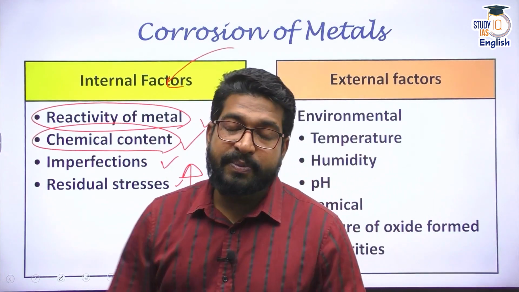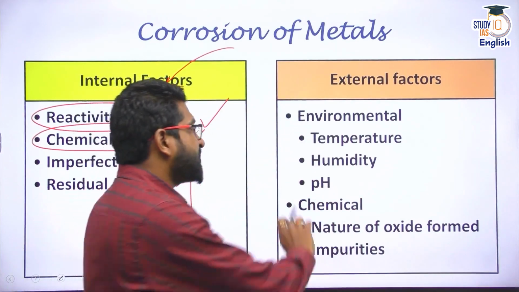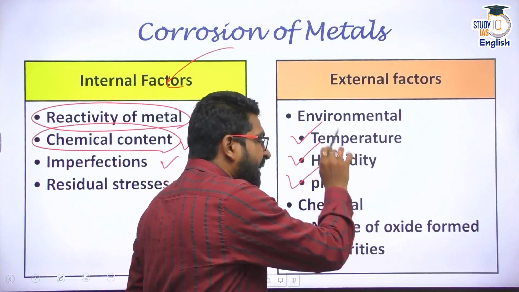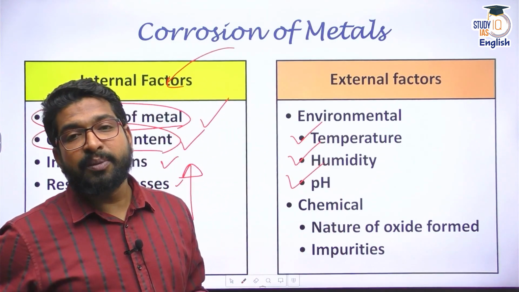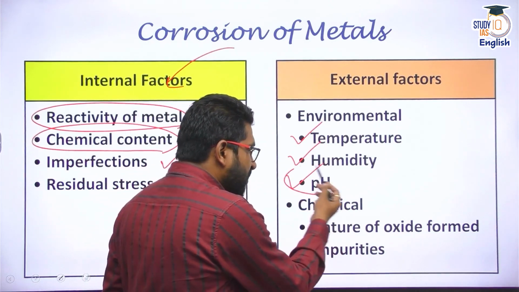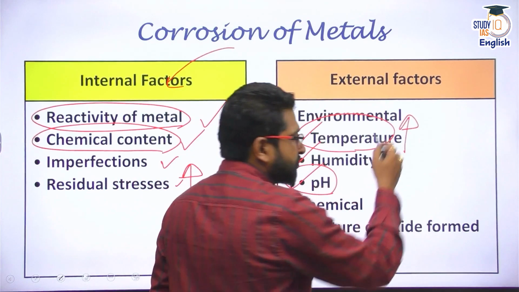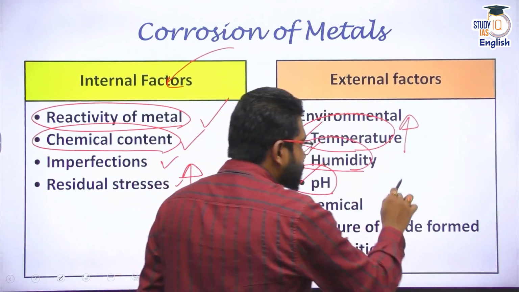Similarly, corrosion also depends on external factors, especially environmental factors. Optimum temperature, humidity, and pH play a very important role in corrosion. Acidic pH leads to more corrosion. Higher temperature leads to more corrosion. Higher humidity leads to more corrosion.